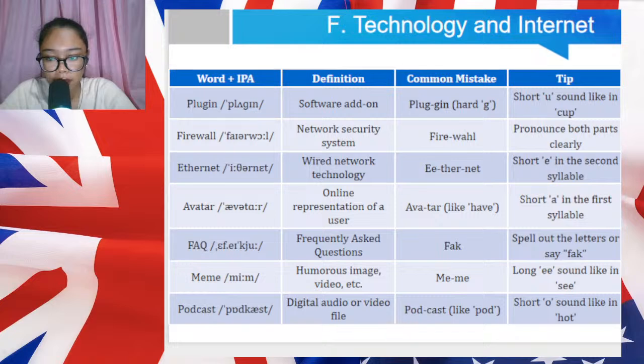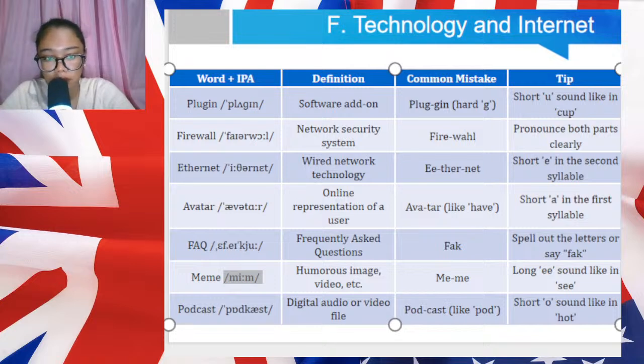All right. Next, we have meme, which refers to a humorous image, video, etc. It's a cultural phenomenon online. Now, the common mistake is very easy. People say it how it looks, as if the last E were pronounced. But this word should be pronounced with a silent E at the end. You do not pronounce the last E letter in the word.